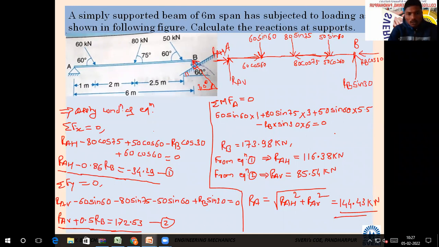Yes, sir. Does anyone have a problem in this? Earlier someone's answer was 143, sir. 143 actually? Are you telling about this RA? Yes, sir. Who got the answer 143 point something? Is there anyone from our class who got this answer?